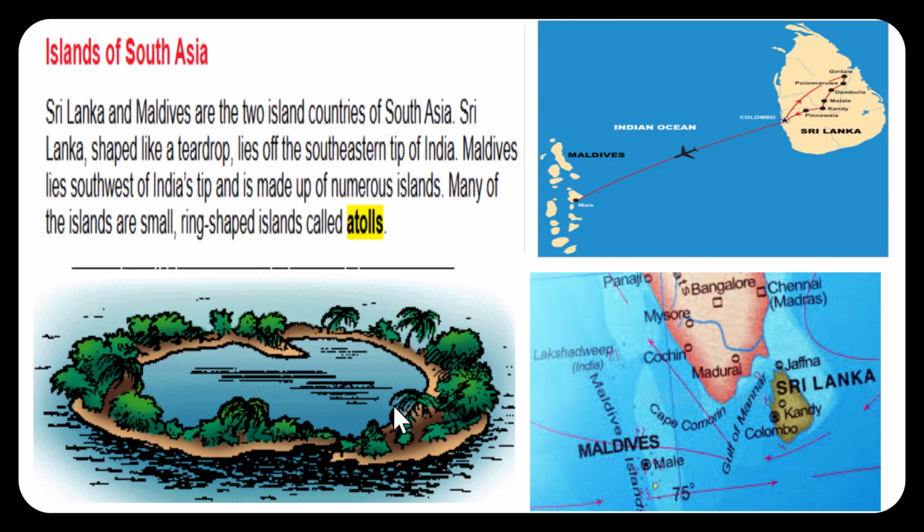Question number 20. What is the name of the teardrop-shaped island off the southeastern tip of India? That is Sri Lanka. Question 21. What is the name of the country that is made up of numerous small islands located southwest of India's tip? That is Maldives. Question number 22. What are atolls? Atolls are islands that are small and ring-shaped.